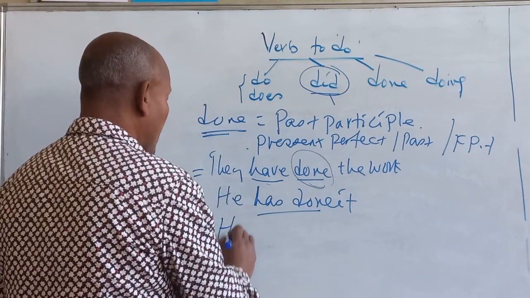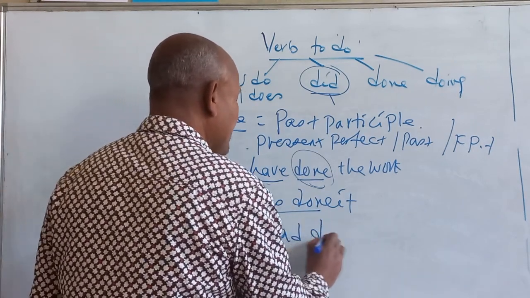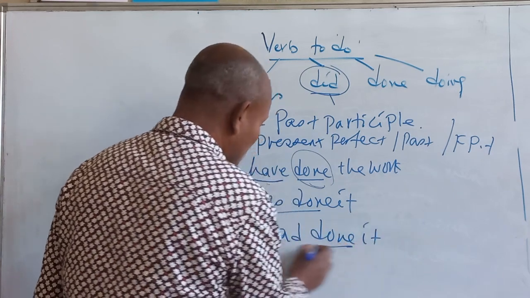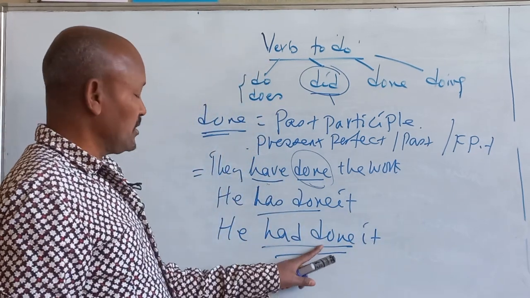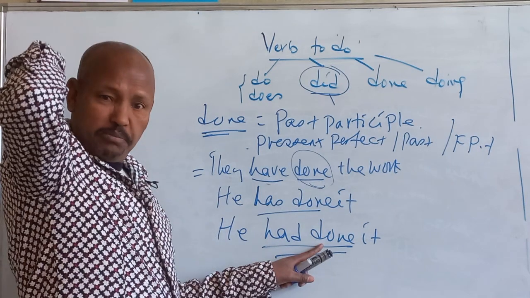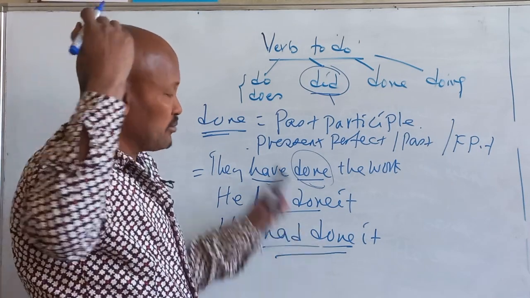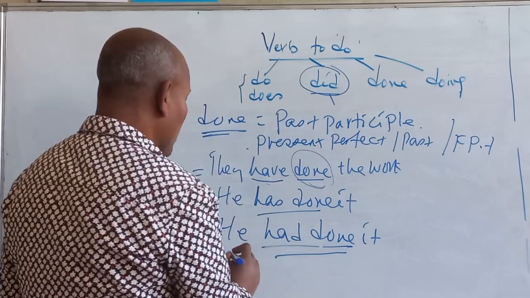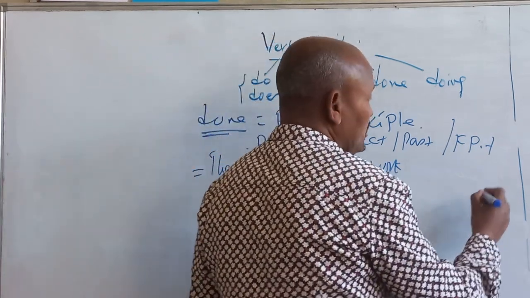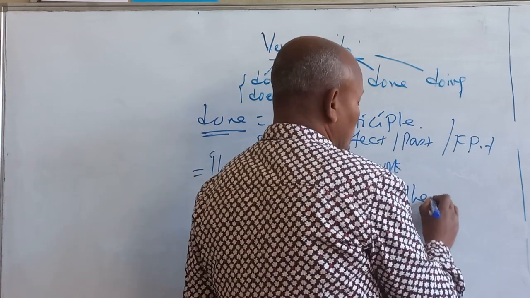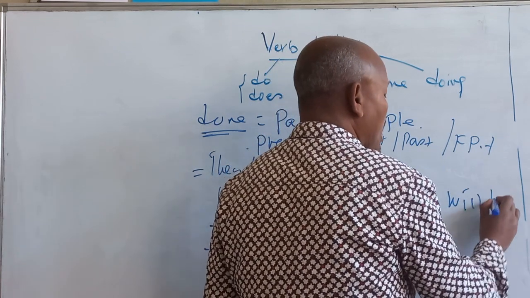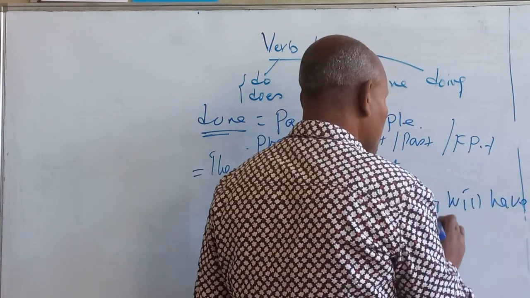Another example, he had done it. Yes, he had done it, which is past perfect. He had done it. Before tense, yeah, absolutely right. And the other one, they will have done it. Yes, they will have done it. They will have done the work.